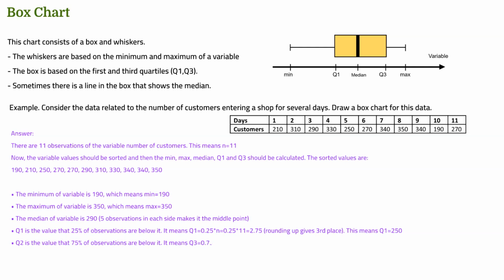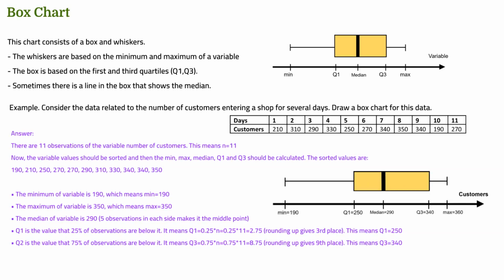Q3: 75% of observations are below it, which is 8.25. Rounding up, 9th place, which means Q3 is 340.